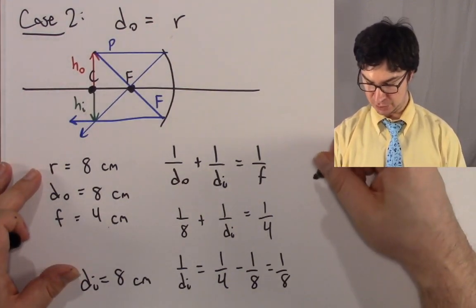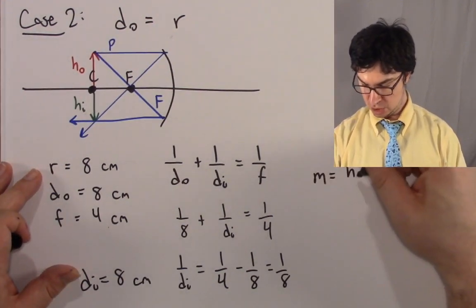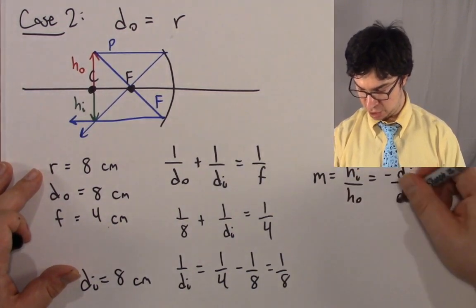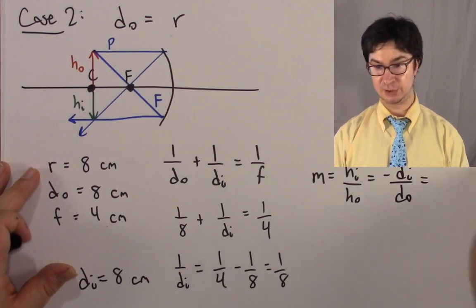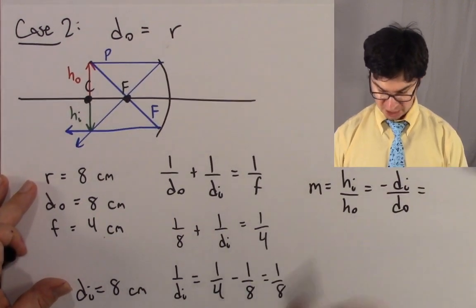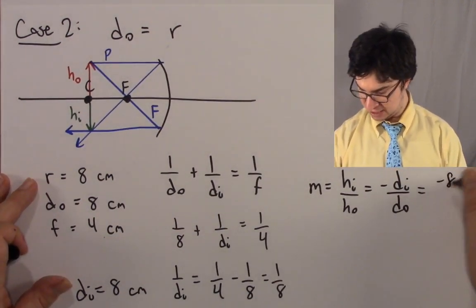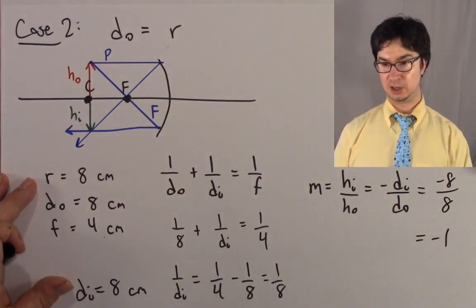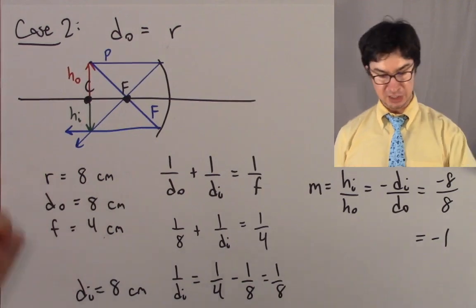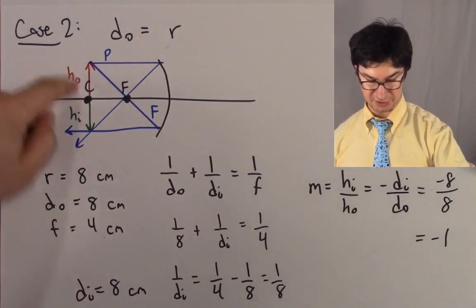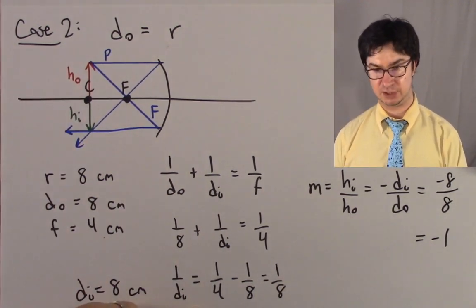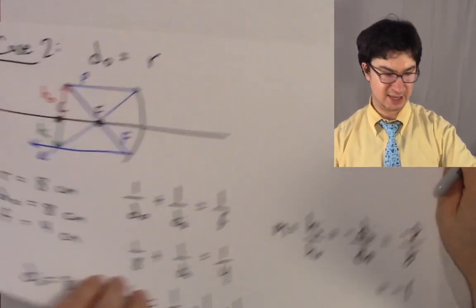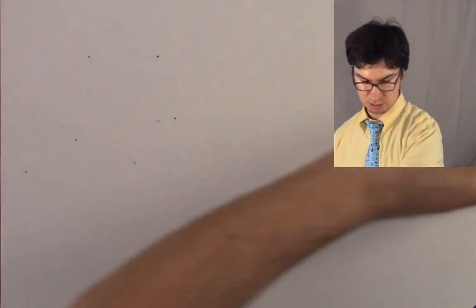So if we use the magnification equation, M is equal to hi over ho equals negative di over do. And we can substitute now: di was 8, so negative 8 over the object distance, which was 8, or negative 1. And that's exactly what we see. Same magnitude of height, but it's inverted, which is predicted by the magnification equaling negative 1. Fantastic. Okay, let's move on to case 3.